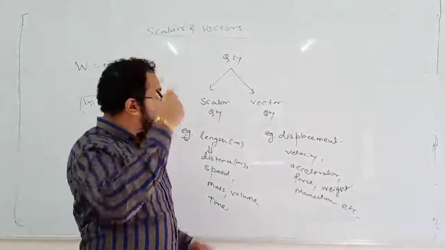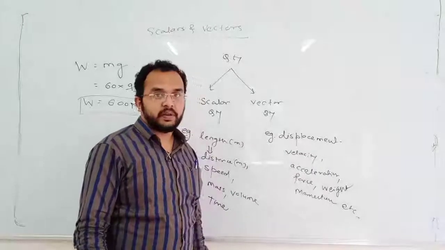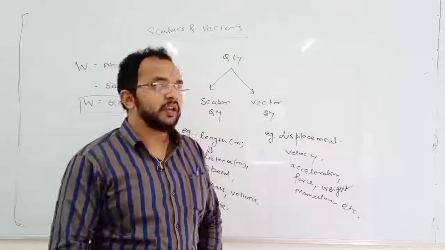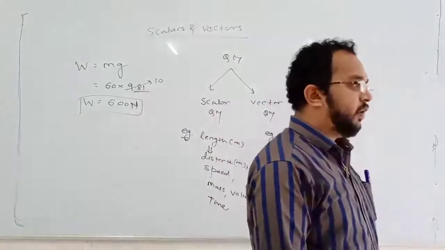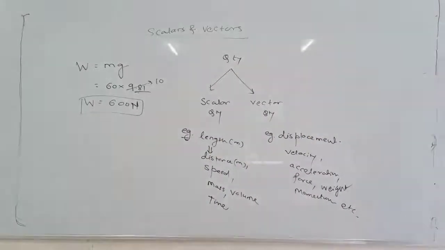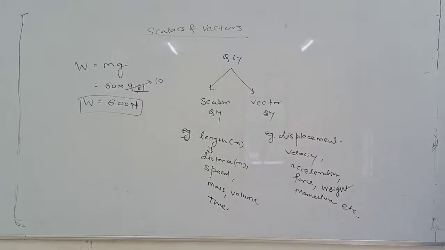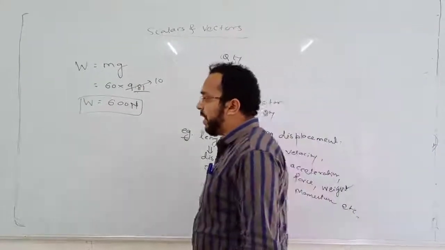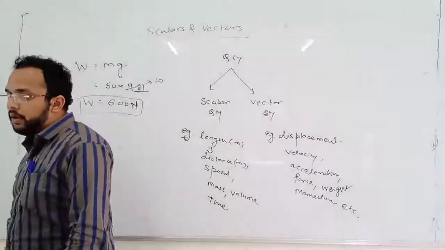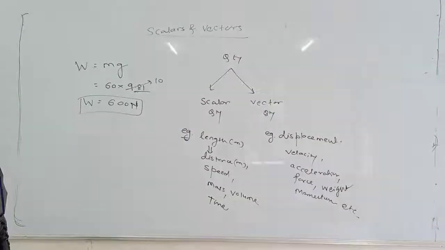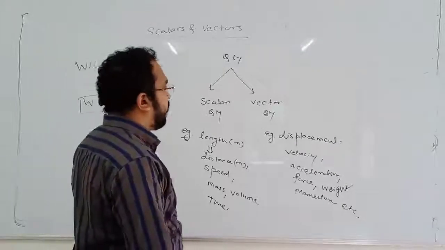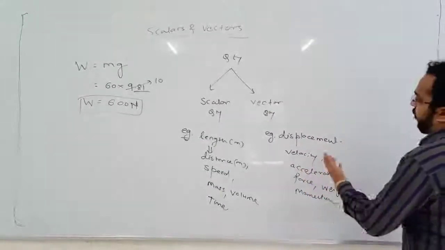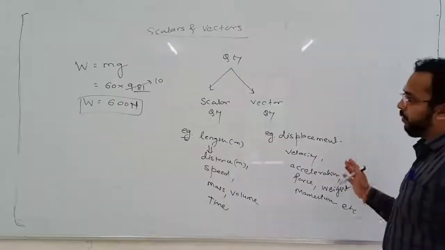Next definition, vector quantity. It is a physical quantity which has magnitude as well as direction. A physical quantity which has magnitude as well as direction is called a vector quantity. Examples are in front of you. Pause the video and write all the examples, for both.